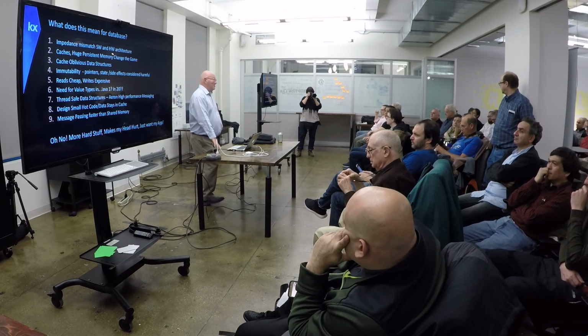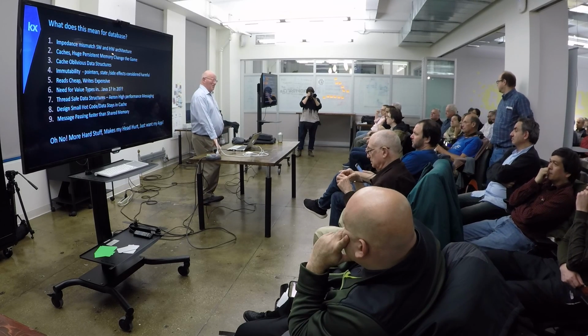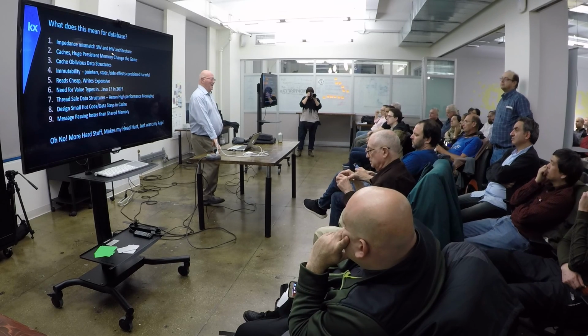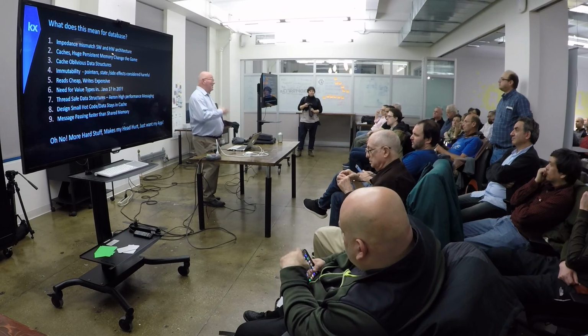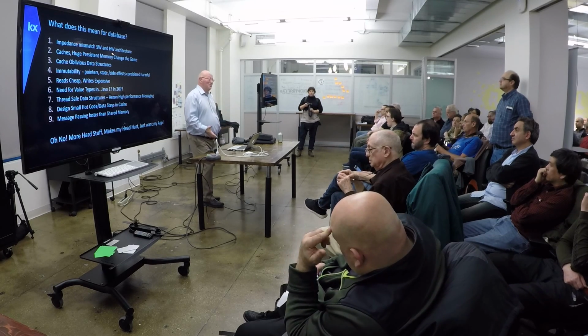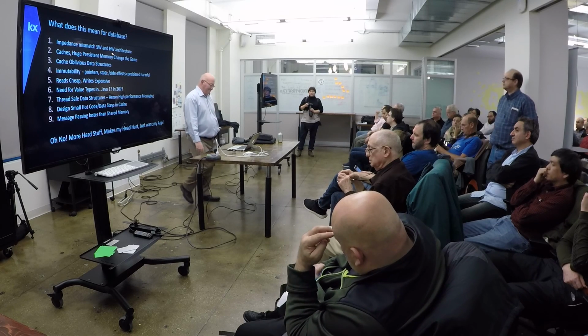Reads are cheap, writes are expensive. So immutability is really good. We don't want to update that non-volatile memory, and writes are always going to be slower. So we need to think about designing architectures that can actually exploit that.